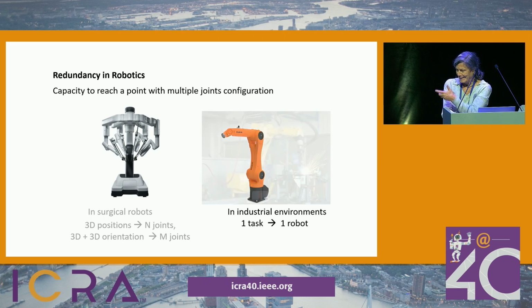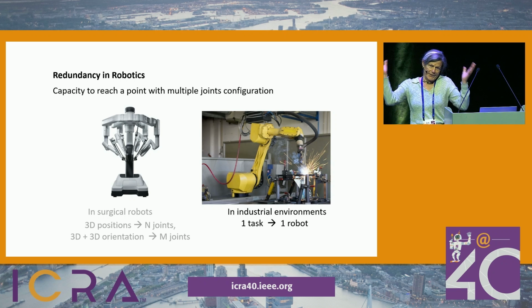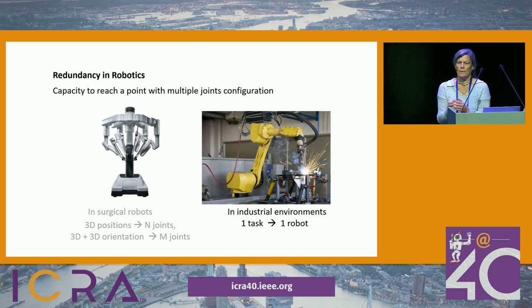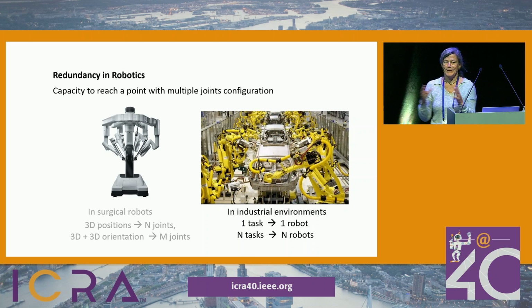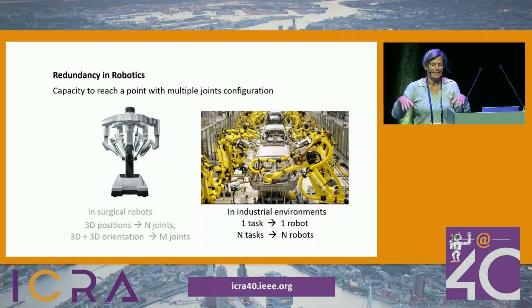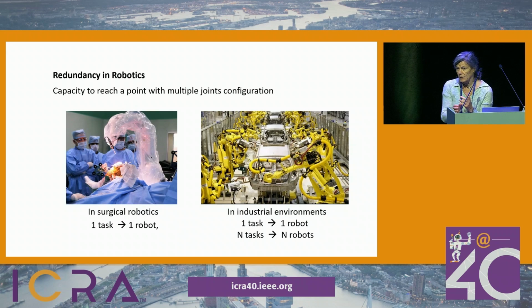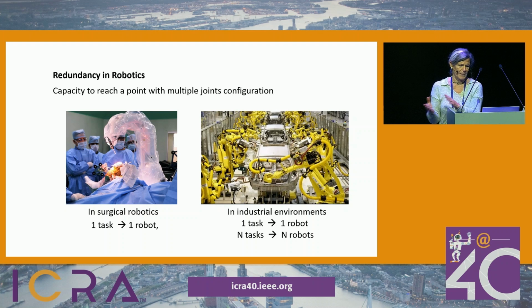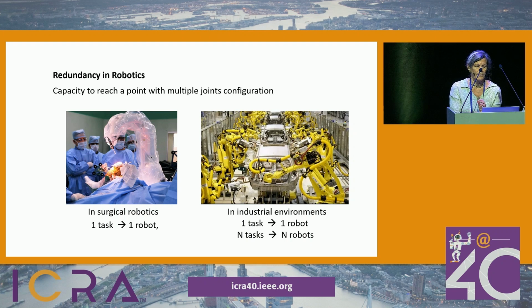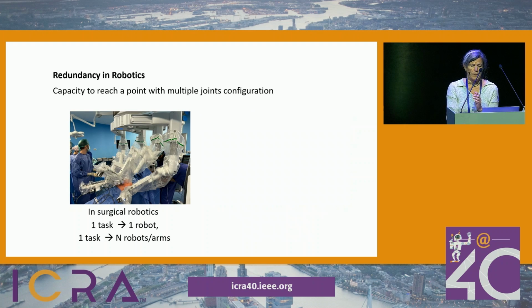Coming ahead in industry, we have the general standard. We have 1 task. We have 1 robot for the task. If we have many tasks, in general, there are many robots, each one in its place, with a specific assignment of a task. In surgical robots, we may have these different situations. 1 robot, 1 task, like here in orthopedics, but on other tasks, we need more than 1 arm.